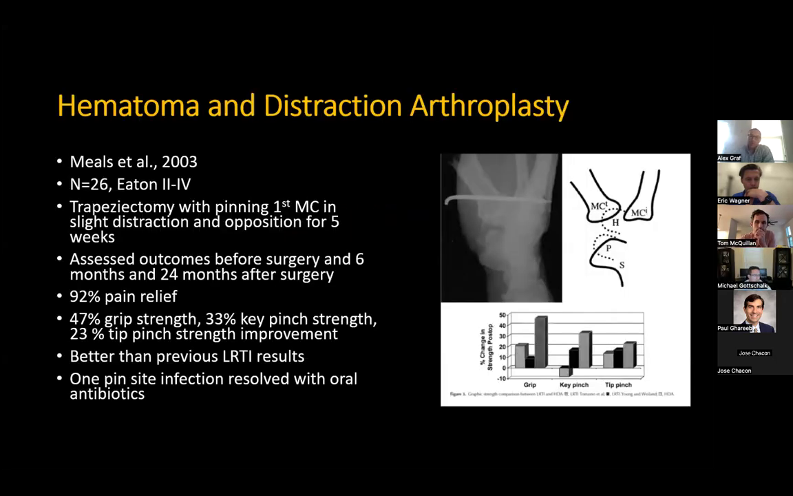Trapeziectomy plus, this is a huge family of procedures, but the first really in this is Dr. Meals, UCLA, where after doing a trapeziectomy, he would put a pin across the first metacarpal for 5 weeks. He had 92% pain relief. He had improvement in grip strength, only to 47%, but it was better than his previous LRTI results. And so here you are comparing a procedure in which you're harvesting a tendon that takes longer, has a longer recovery time, and you're putting in a $3 K-wire and pulling it in clinic. Downside, pin site infection. Other downside is long-term results in subsidence. Very similar to the other techniques.